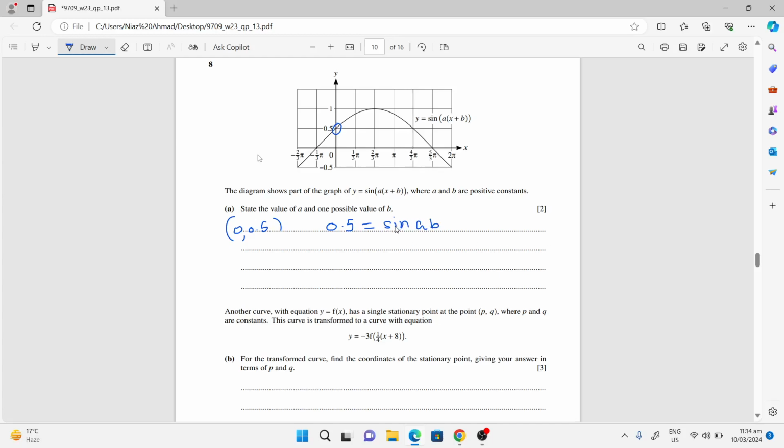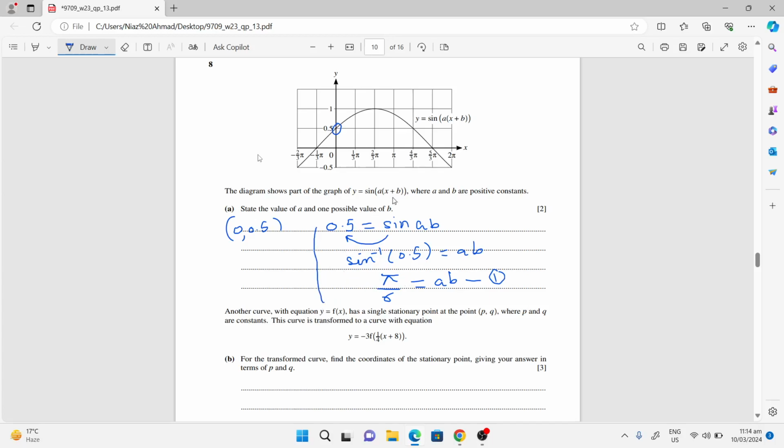Bringing the sine to the other side, b will be equal to sine inverse of 0.5. Grab your calculator and get the value in radian mode. Sine inverse of 0.5 is pi by 6. So pi by 6 equals b, and this is your equation number 1.